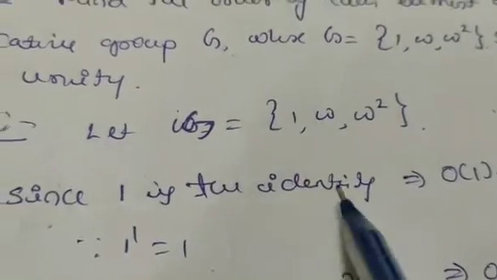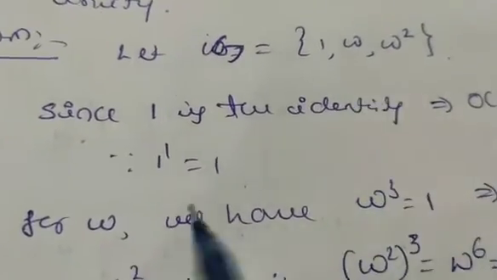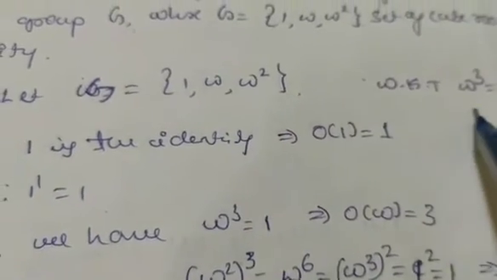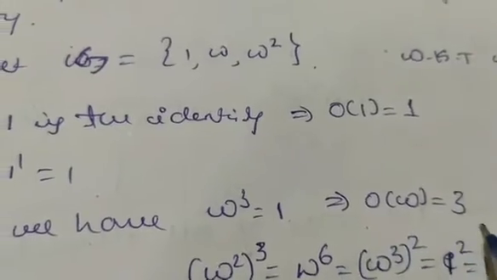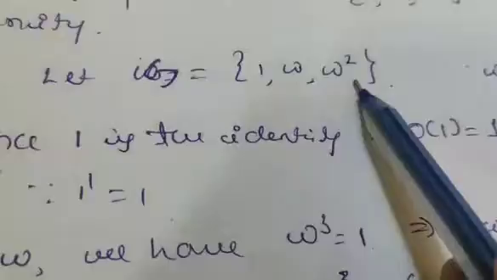Since 1 is the identity element, the order of 1 is 1. Next, the order of omega. For omega, we know omega cube is 1. This is the property of cube roots of unity. So this implies the order of omega is 3. This power 3 you have to take here. And one more element is omega square.